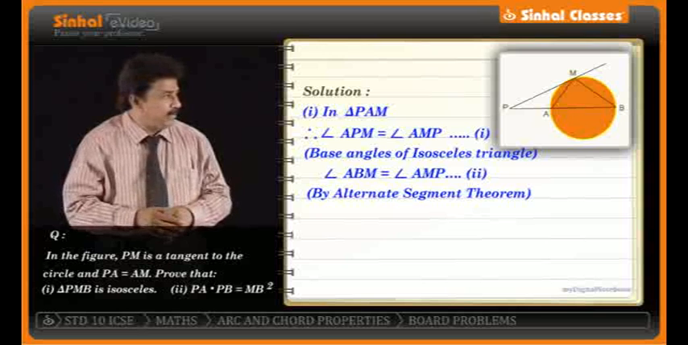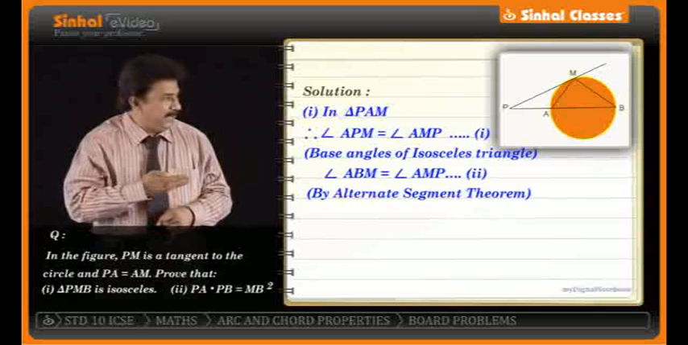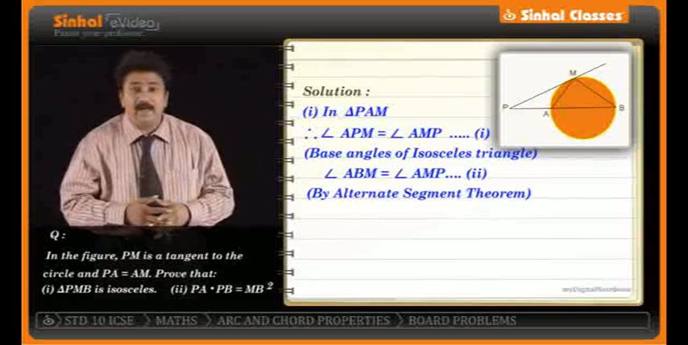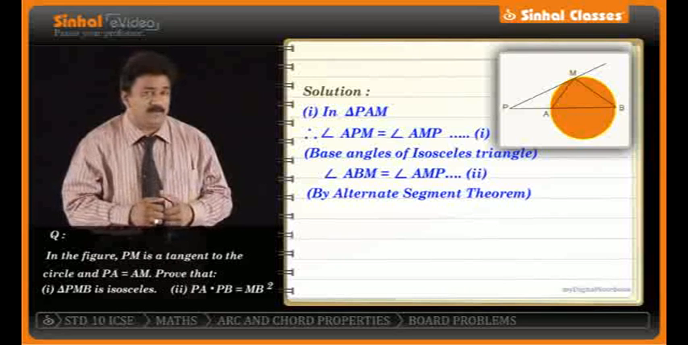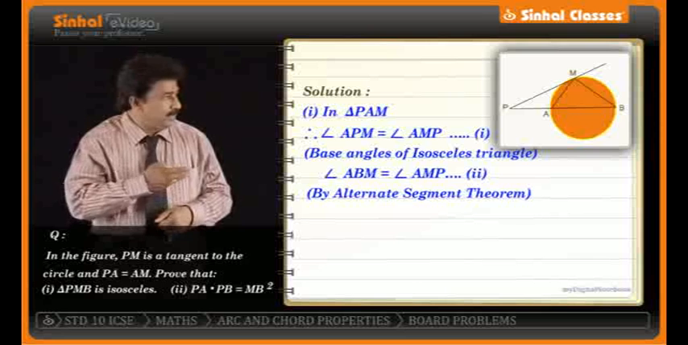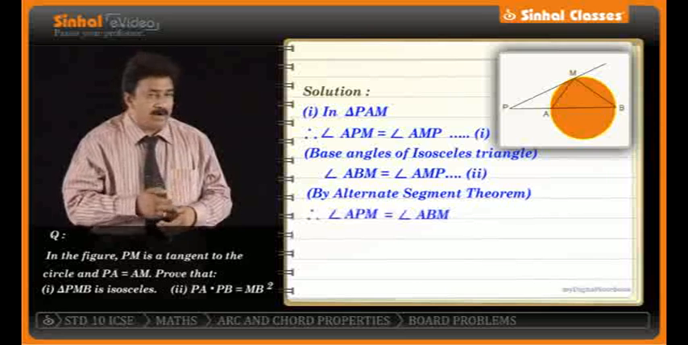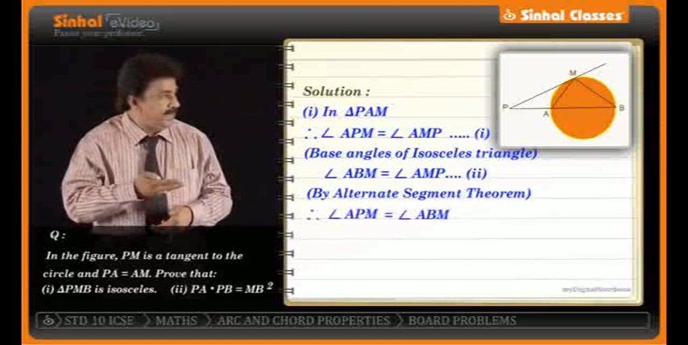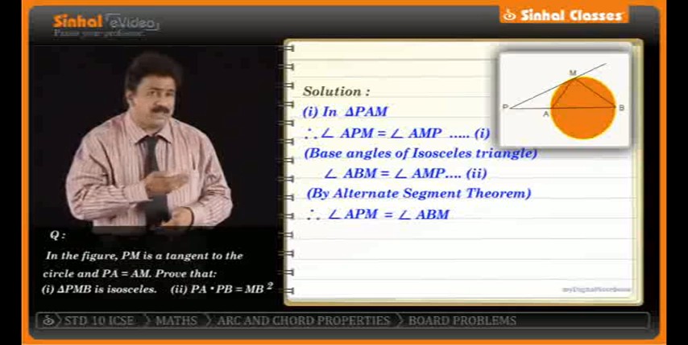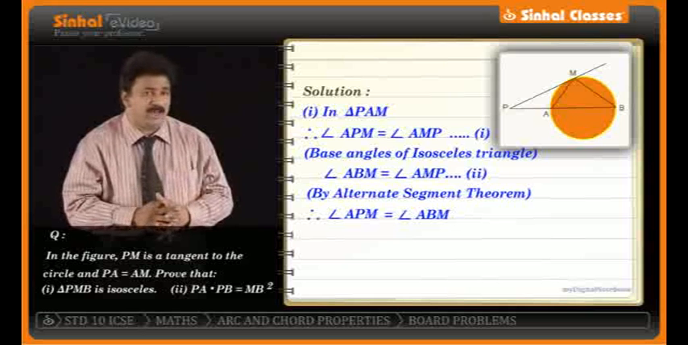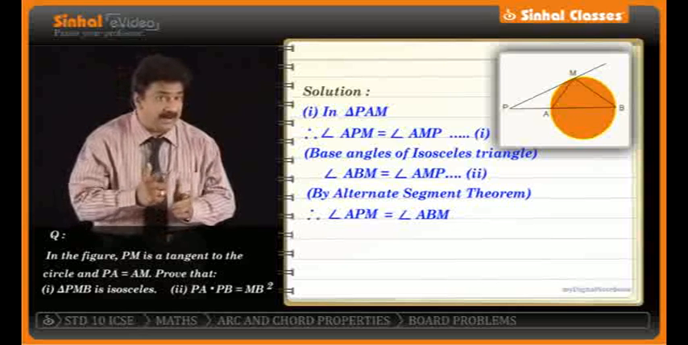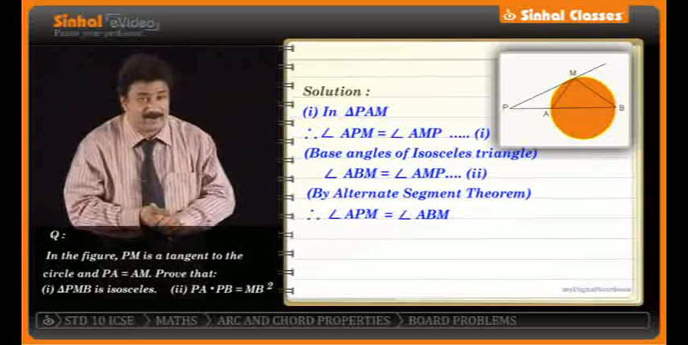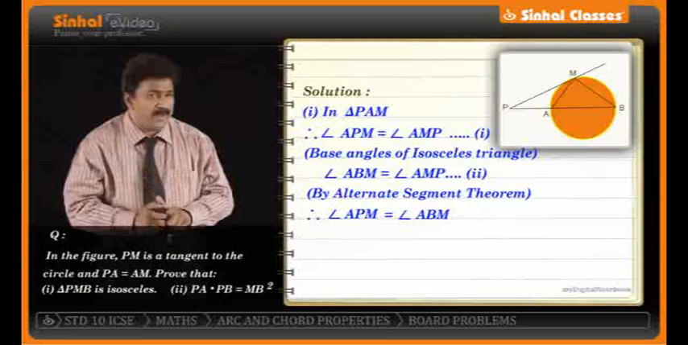Therefore, which triangle I'm talking about? Triangle PMB becomes what? An isosceles triangle. How? Because the 2 angles are equal. Which 2 angles are equal? Angle APM is equal to what? Angle ABM. From the above statements, we get these angles are what? Equal. Therefore, the base angles are equal. And if the base angles are equal, that triangle becomes what? An isosceles triangle.